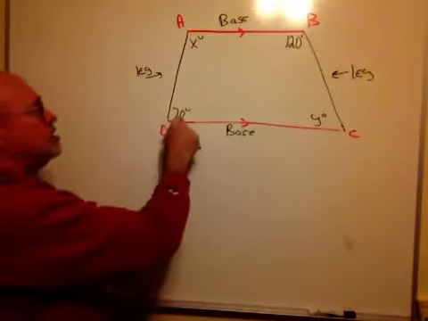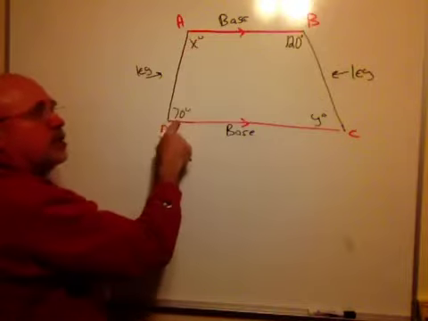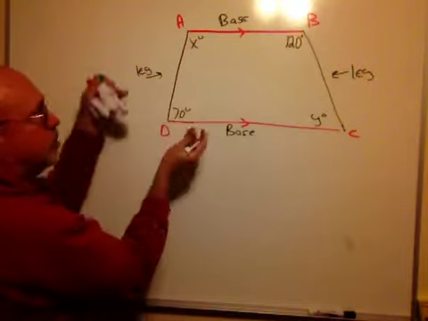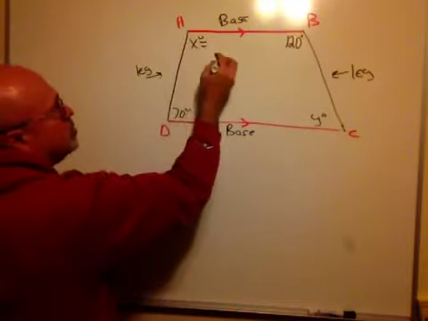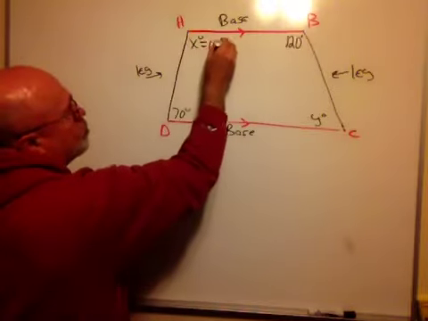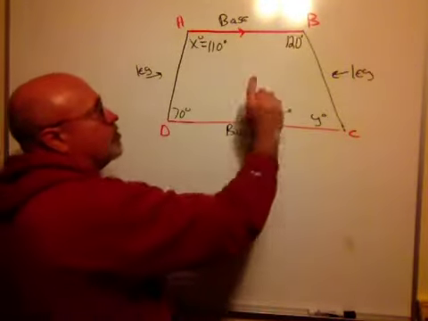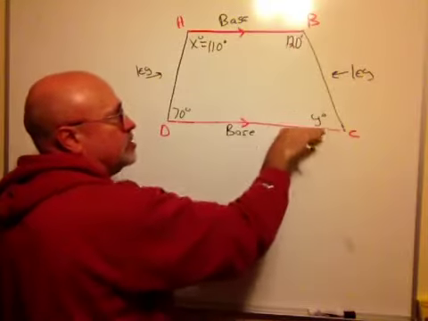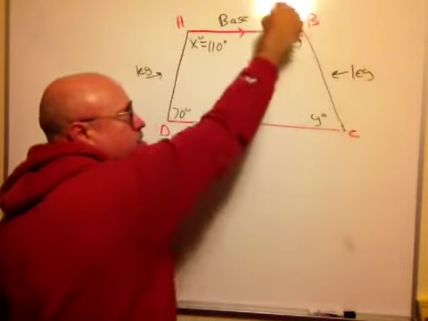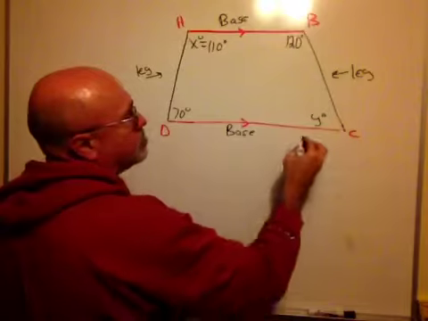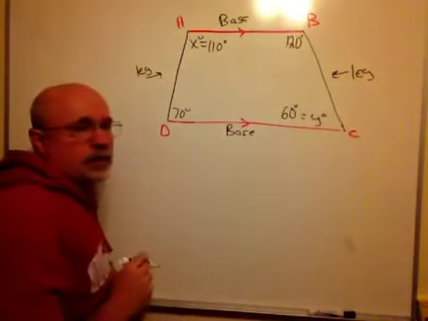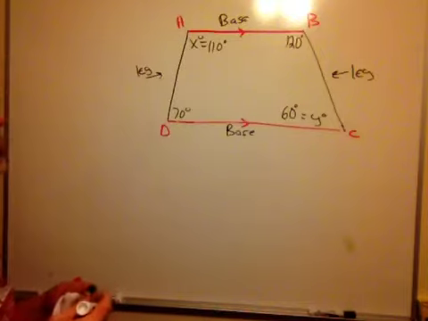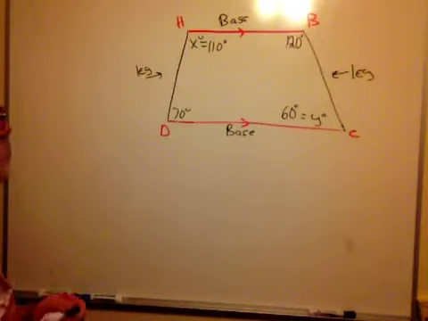What we know, though, is that x must be supplementary to the 70, because it's same side interior for this pair of parallel lines and transversal AD. So x has to be 110. Over here, these two are same side interior for the two red lines and transversal BC, so they have to add up to 180. They are supplementary. So y has to equal 60 degrees. And that's about all we can do with a basic trapezoid until we start adding some more things to it.